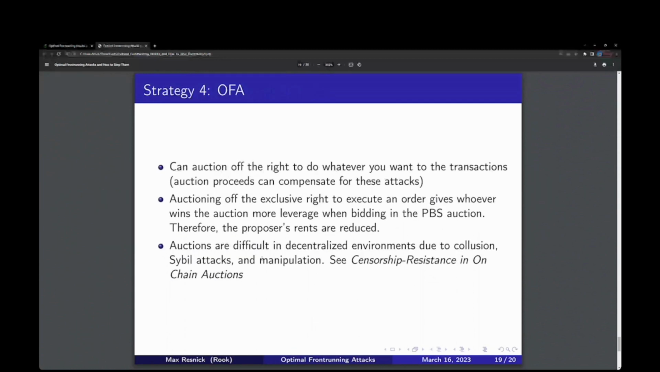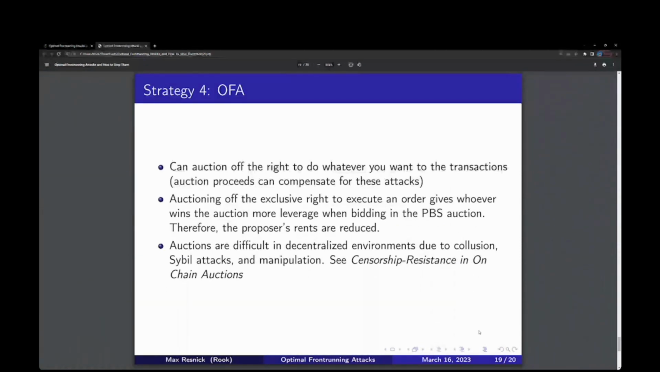And the fourth strategy is the order flow auction. This is the one that's my personal research that I've been working a lot on. I have a paper out on censorship resistance and on-chain auctions, which is about topics related to this. But the basic idea is you can auction off the right to do whatever you want to the transactions, and the auction's proceeds can compensate for front-running attacks.